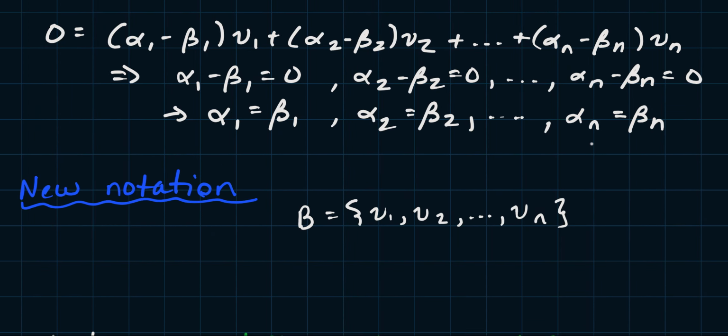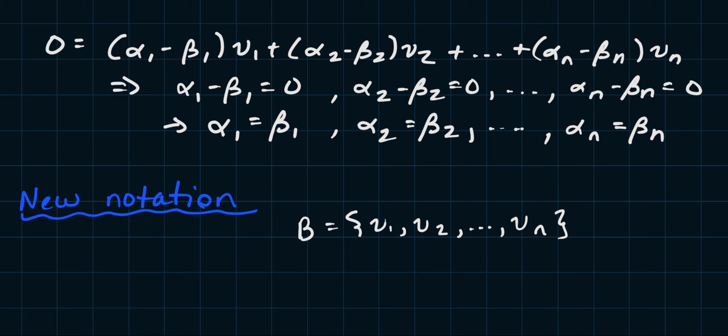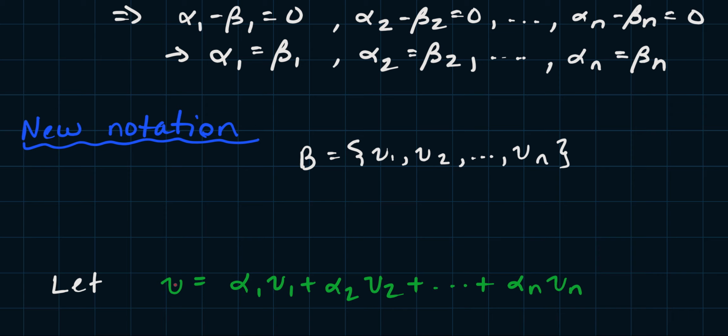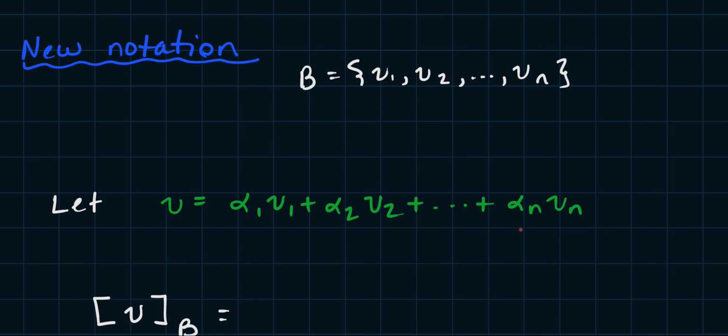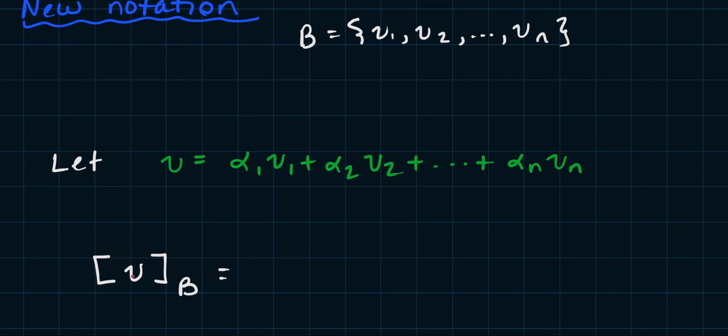I'm going to give you some new notation that we're going to use for the rest of the semester. So let's say V is a vector space and B is a basis for that vector space. And again, let's say we have a vector v that can be written as a linear combination of vectors in this basis. Here's the new notation. I'm going to make a matrix. It's going to be called the coefficient matrix.